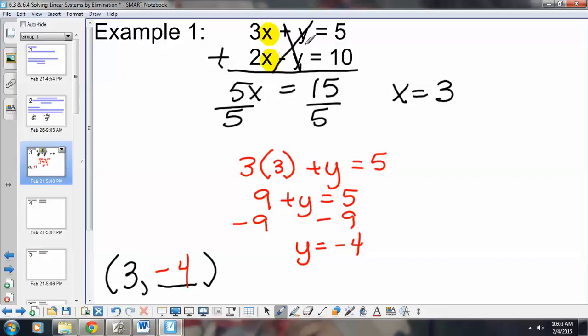Minus a negative 4 is going to be plus 4. So 6 plus 4 is 10. It can be a quick mental check, but please check your work to be certain you've got the right answer.